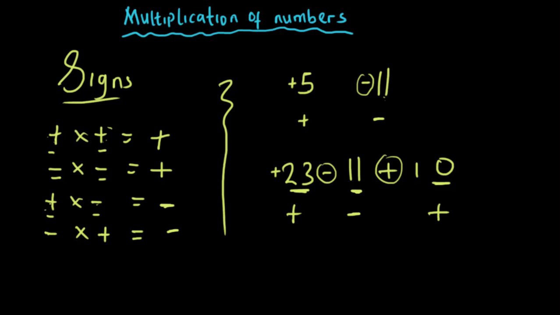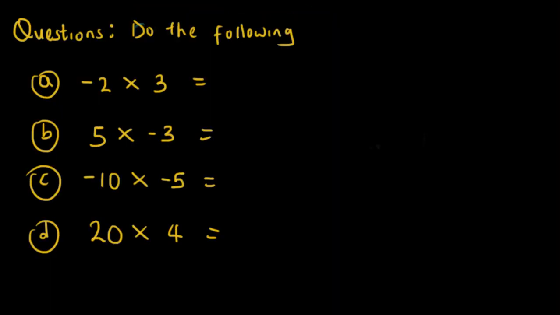So let's take some examples. Now the first thing you want to do is to note the sign of each of the numbers. Now we know the sign of 2 is minus. The sign of 3, nothing is in front, so the sign of 3 is plus. Next, you multiply the signs. So minus times plus will give us minus because they are different signs. Then you multiply the numbers. 2 times 3 is 6. Do you understand? Let's do the next question. Now the sign of 5 is plus. Plus times minus is minus. 5 times 3 is 15.